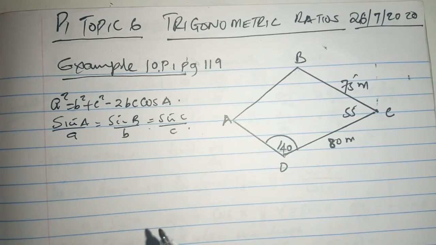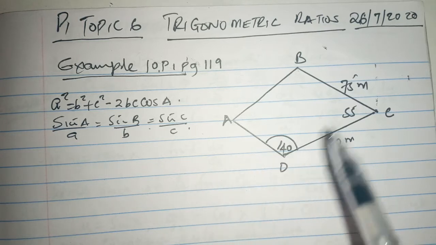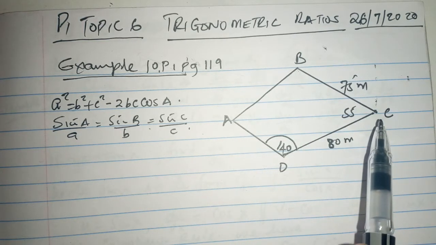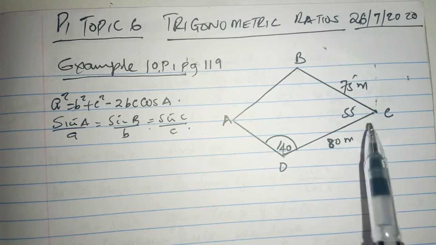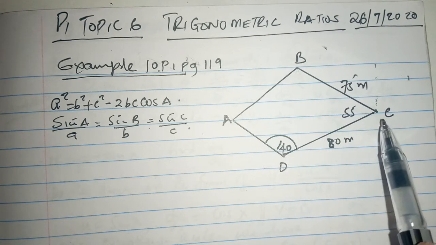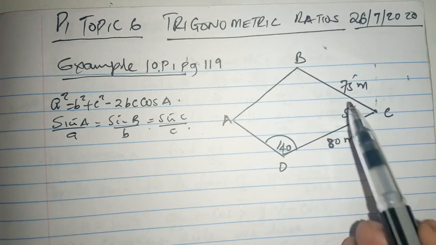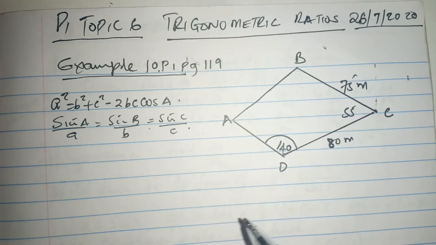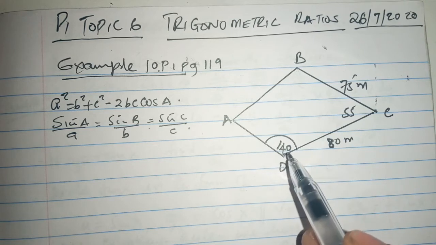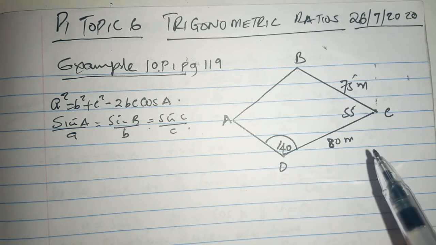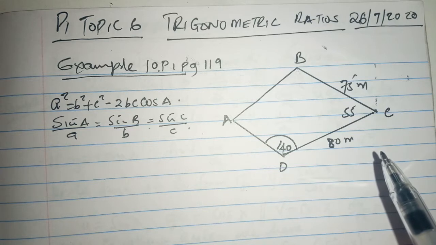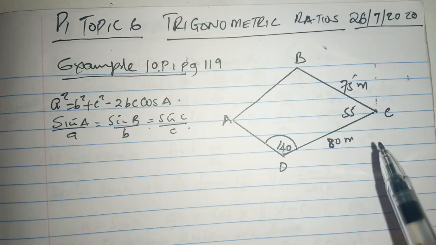In example 10, we are told that the diagram shows the location of 4 mobile phone masts in a field. BC is 75 meters and CD is 80 meters. Angle BCD is 55 degrees and angle ADC is 140 degrees. In order that the masts do not interfere with each other, they must be at least 70 meters apart.